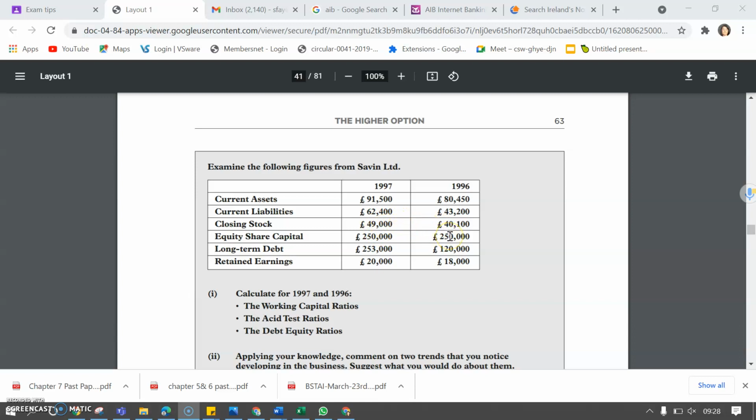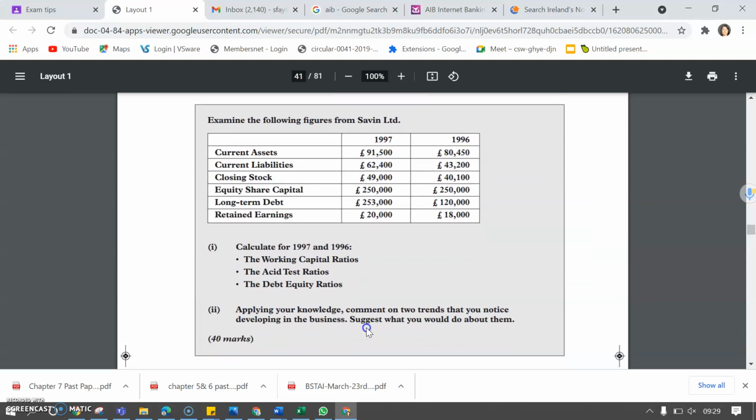So equity share capital belongs to the shareholders, the ordinary shareholders, and long-term debt. These are for your debt equity ratios mentioned earlier, and then retained earnings, as savings, belongs to the owners. Sometimes we call it reserves. So look down here, you'll have formula questions, and you have to look over that and look over the videos on that as well. But here you have the working capital ratios.